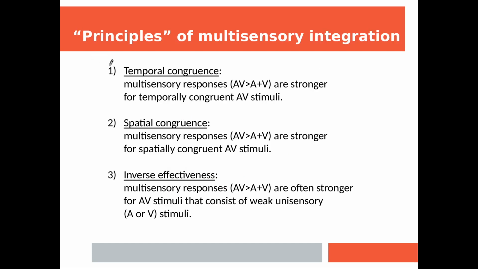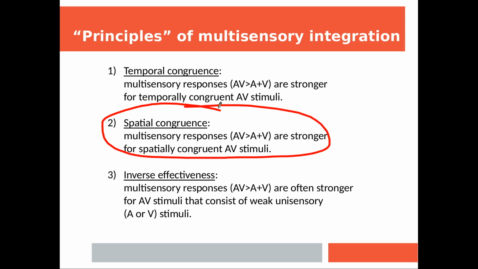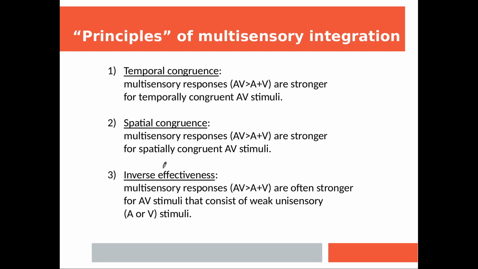So to summarize the different principles of multisensory integration, there's temporal congruence. You get stronger responses when there are temporally congruent audiovisual stimuli, when they basically happen at the same time. There's also spatial congruence. The responses are strongest when the stimuli come from a similar direction. Finally, inverse effectiveness. The multisensory responses are stronger for audiovisual stimuli that consist of weak unisensory stimuli.